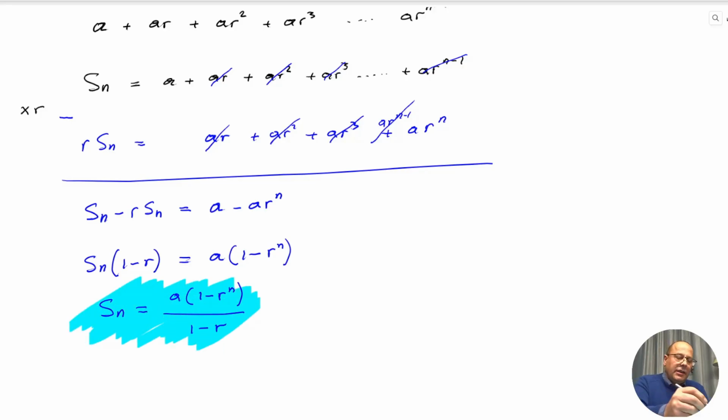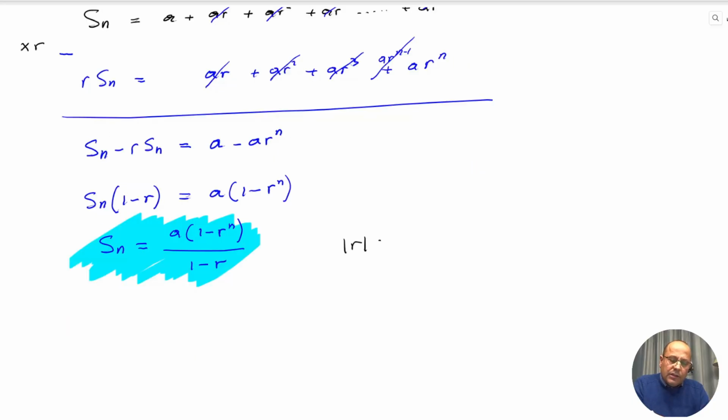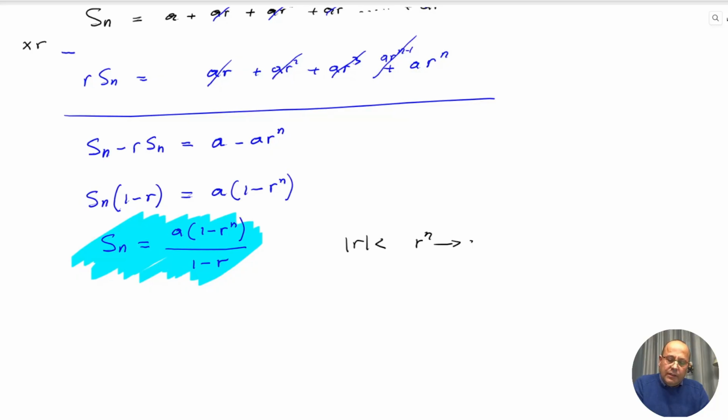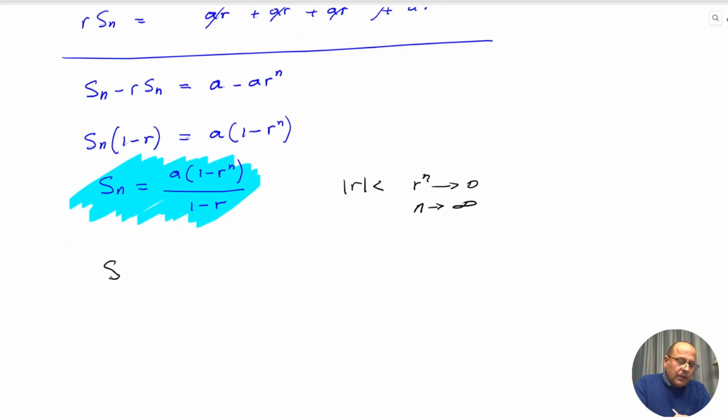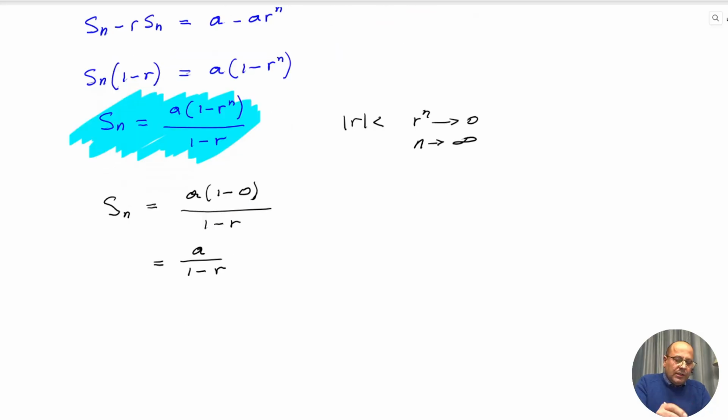There is a special case here. With r smaller than 1, r to the power of n tends to 0 as n tends to infinity. So therefore, the sum of n terms is equal to a times 1 minus 0 over 1 minus r, so that's equal to a over 1 minus r. So this expression gives the sum to infinity of the geometric series, with the first term being a and the common ratio r.